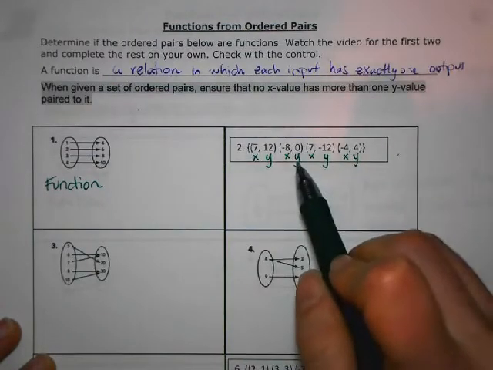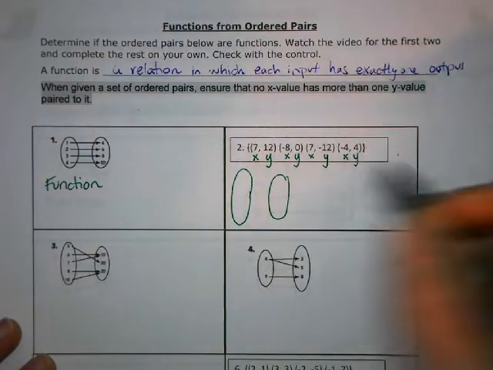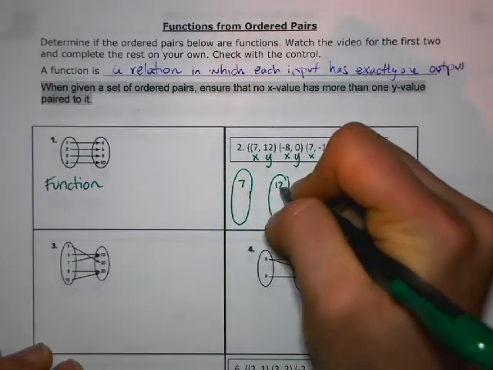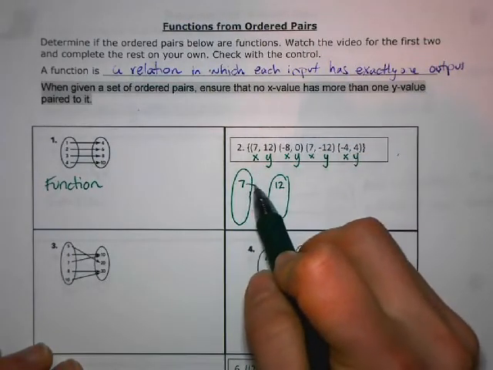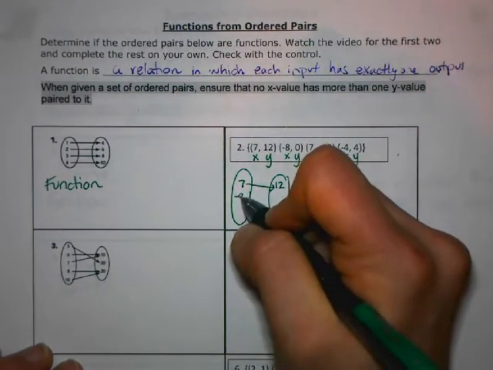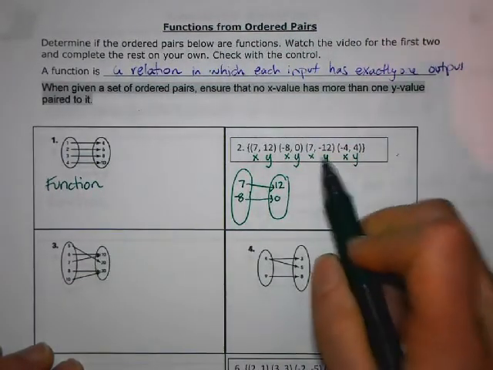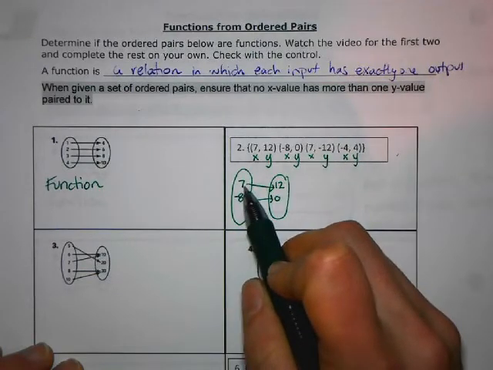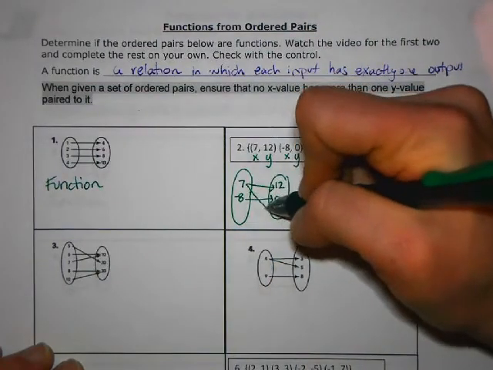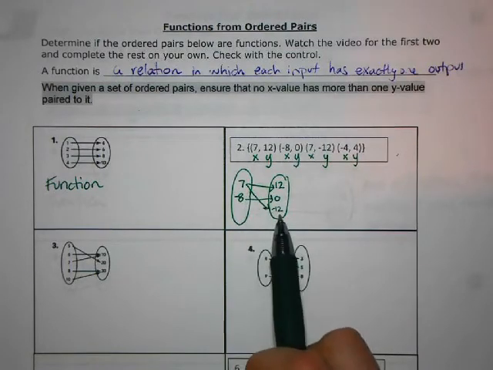Since this looks different, one thing you could do to help yourself, if you're not sure if it's a function or not, is to draw your own bubbles and write out your numbers. Here I wrote out 7 and 12, and I would draw a line to indicate that that's a pair. You can go ahead and continue doing this if this makes sense to you. Once we get to this third pair, notice that we have 7 again, and the output this time is -12. So now we have 2 lines coming from 7 with 2 different outputs.